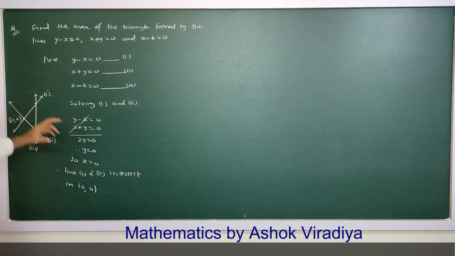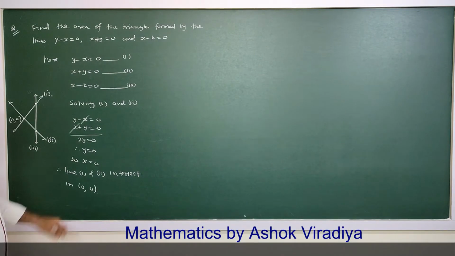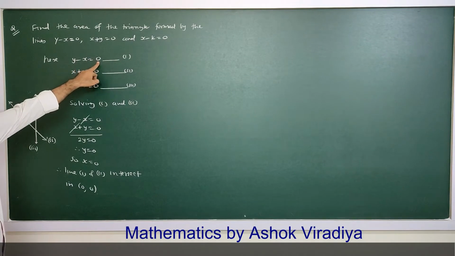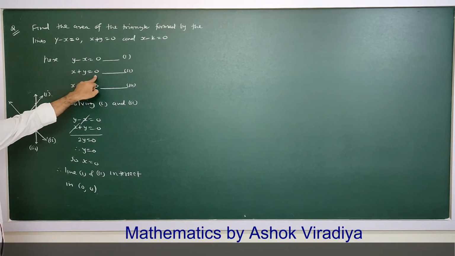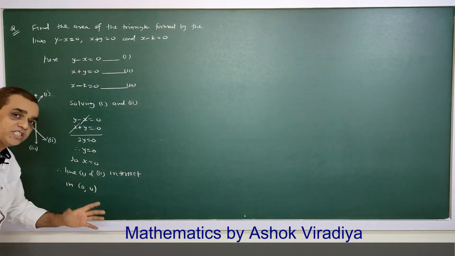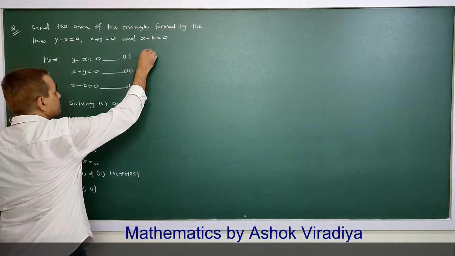By observation also you can say that these intersect in (0, 0). Here this is free from constant, the constant is 0. So this line passes through the origin, and this line also passes through the origin. Both lines pass through the origin, so their point of intersection is the origin. That we can say by observation also. Now we solve equations 1 and 3.